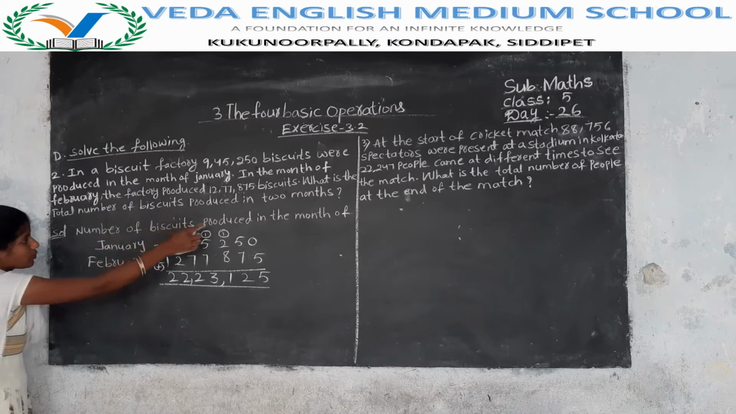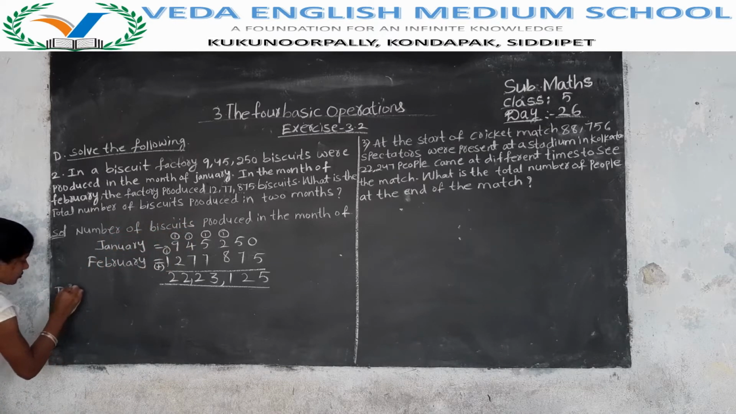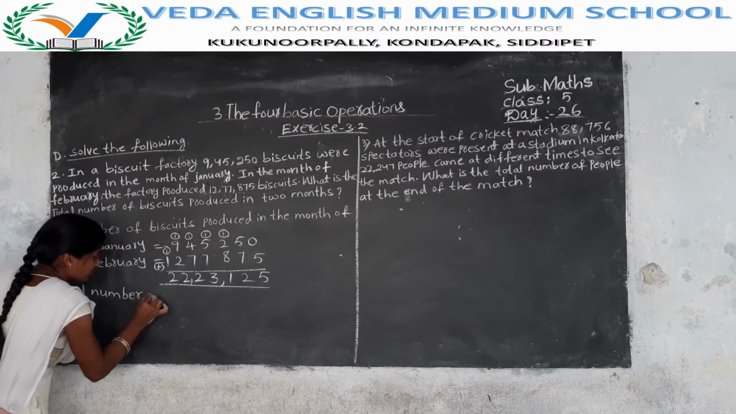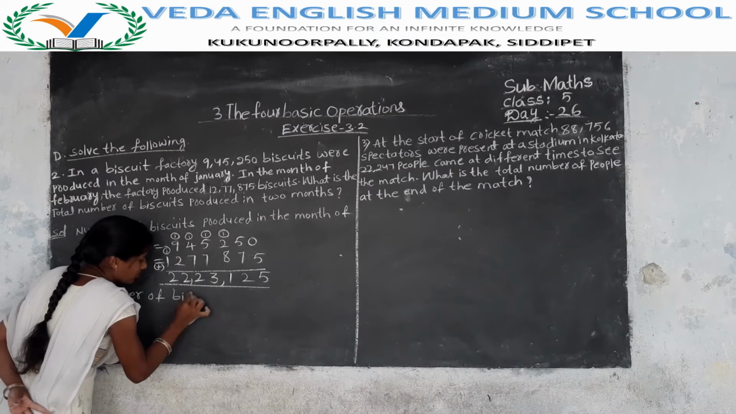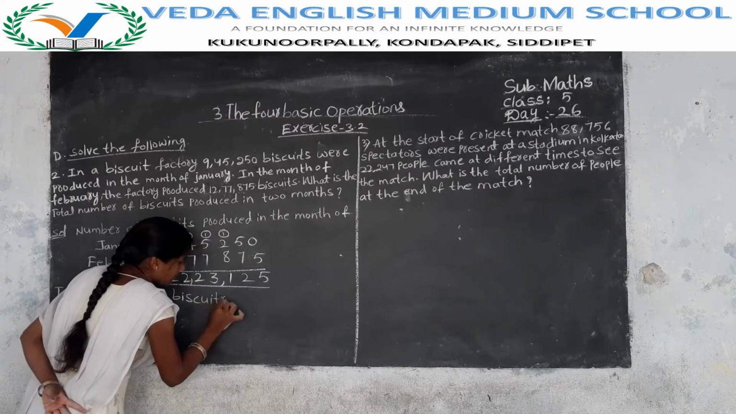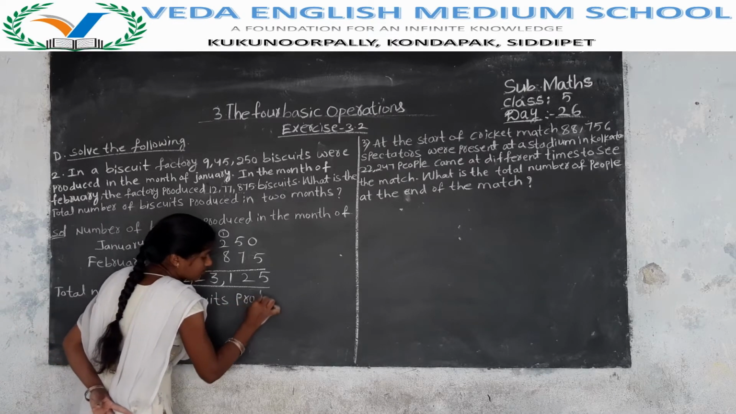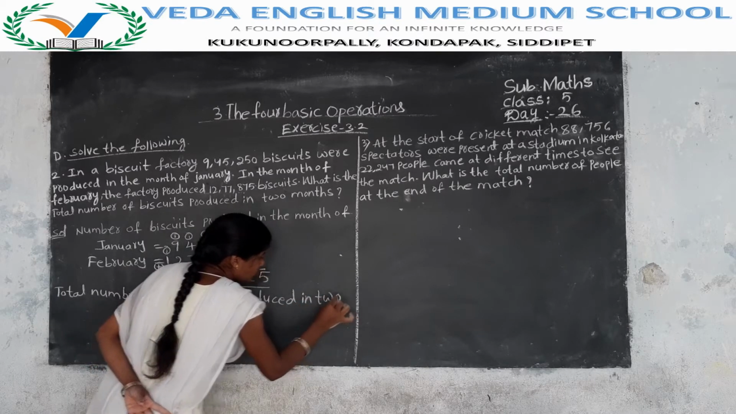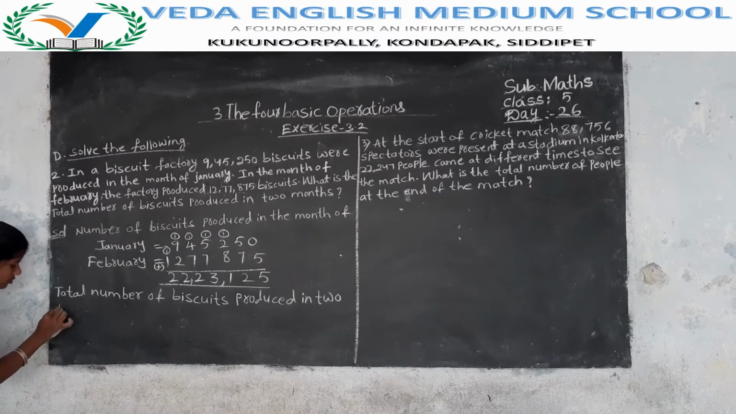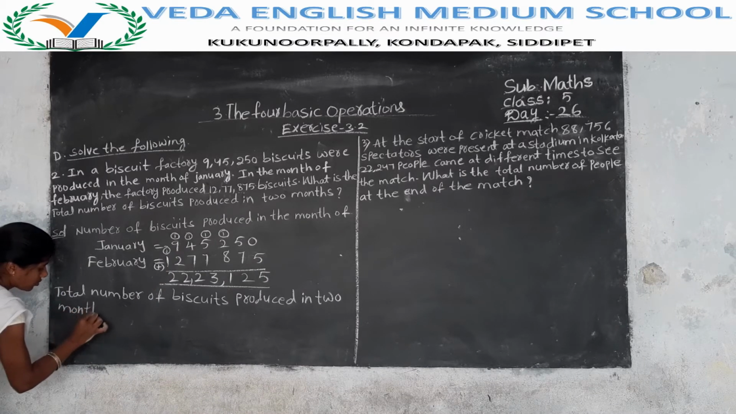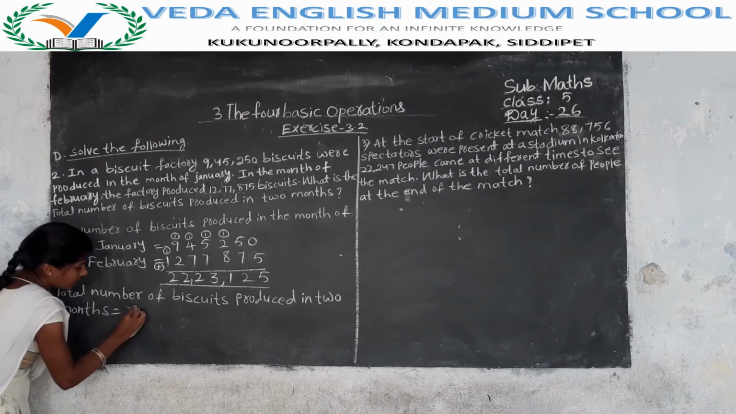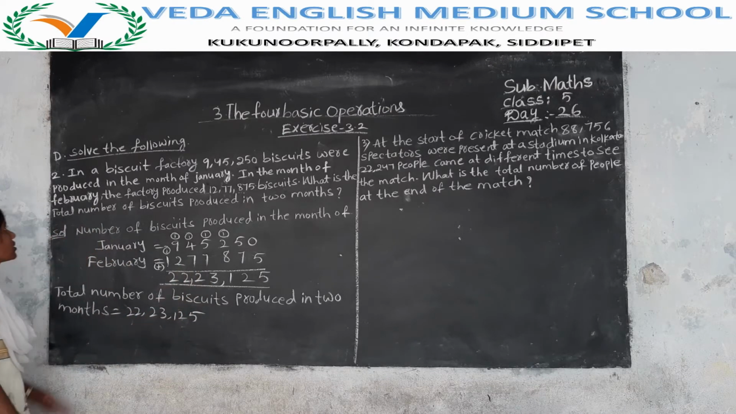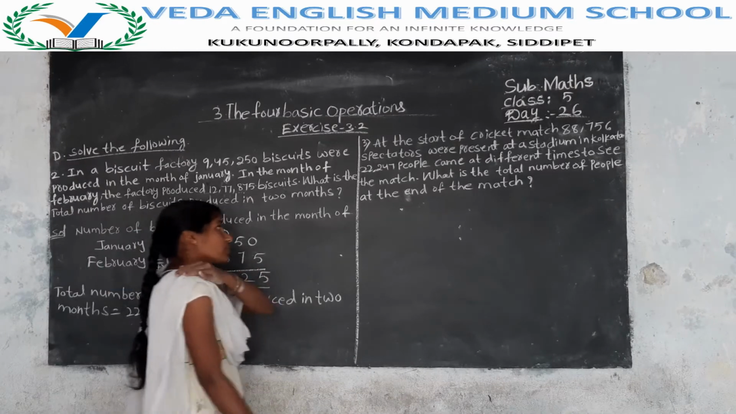Total number of biscuits produced in 2 months is equal to 22,23,125. Now the second problem has been completed. Next, come to the third question.